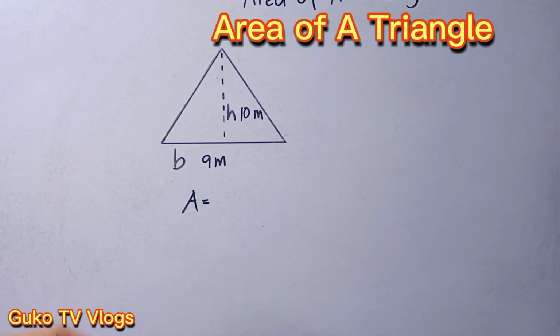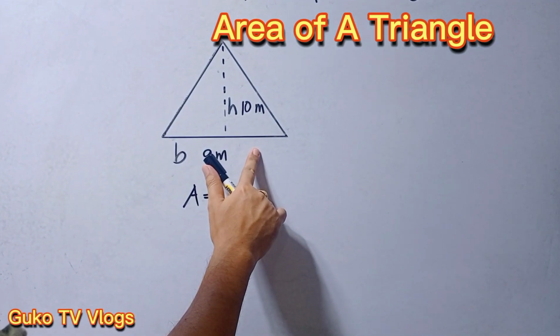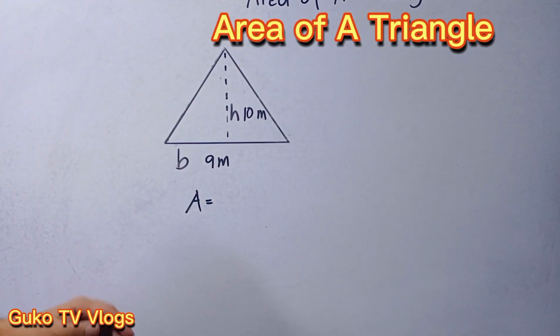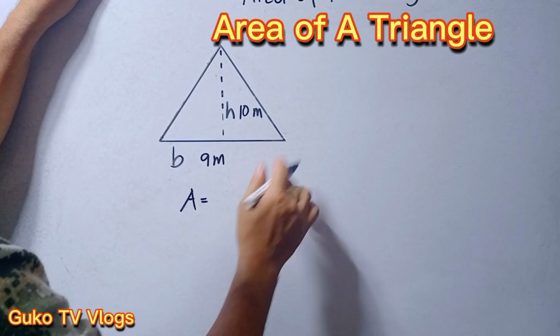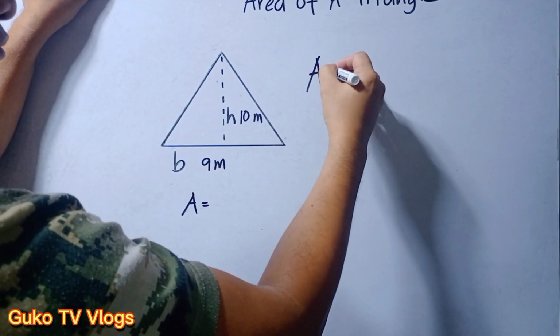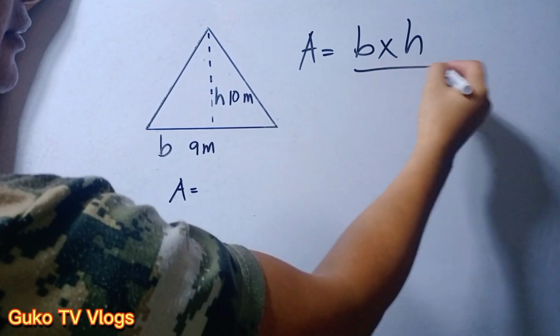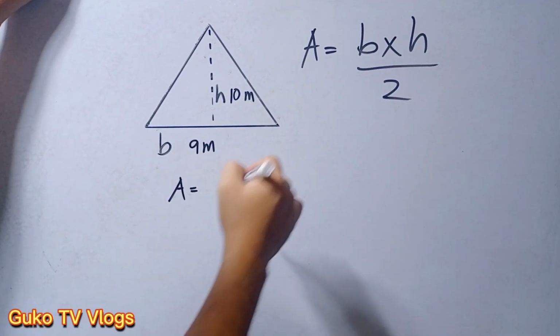So we have a triangle having the base of 9 meters and the height is 10 meters. So you may ask, what is the formula of getting the area of a triangle? So the formula of getting the area of a triangle is area equals base times the height divided by 2. So let's try to solve this one.